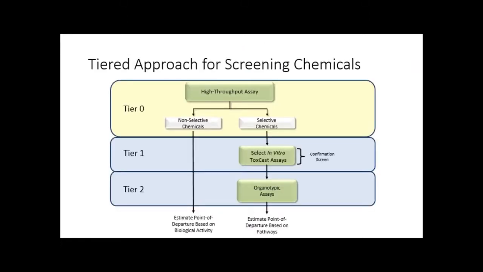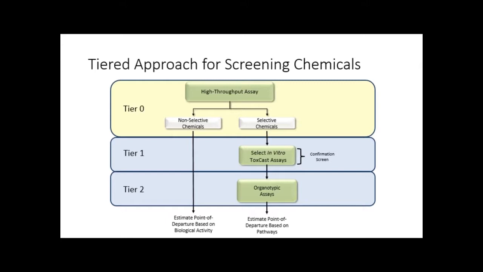What are we really trying to do at the NCCT? One of the key challenges that we face in screening these chemicals is developing a tiered approach to actually figure out which chemicals are bad, how to figure out how to test them in some sort of tiered and pragmatic way. So we're coming up with a high throughput initial tier zero screen that I'll talk about very briefly, from which our goal is to figure out what the chemicals that are non-selective and then figure out which chemicals are selective.